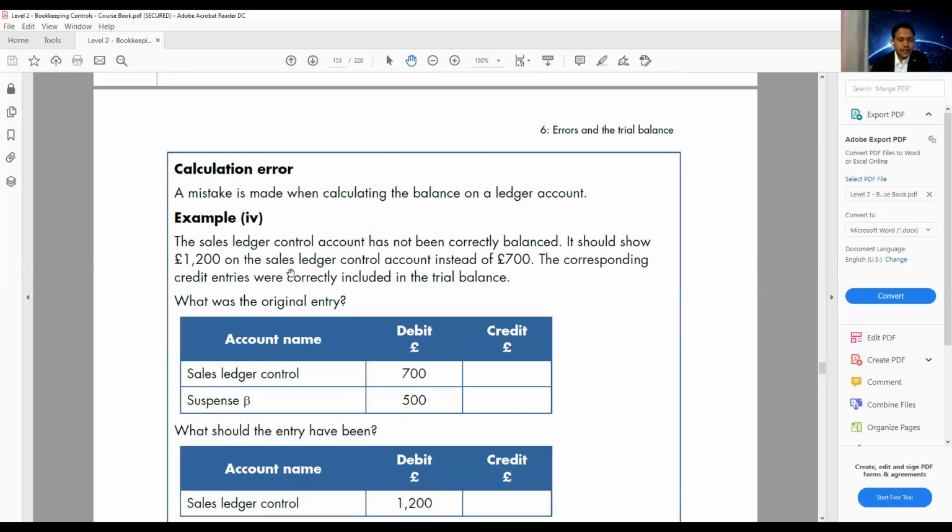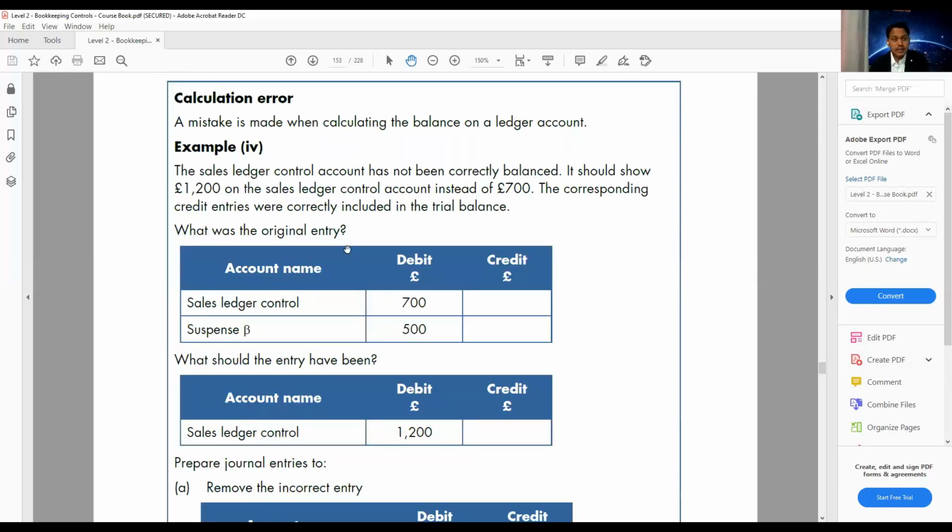Then we have a calculation error. Once we do the calculation, if I make a mistake, that will also create a suspense account. Let's have a look at the example. The sales ledger control account has been incorrectly balanced. It shows 1200 on the sales ledger control account instead of 700. The corresponding credit entries were correctly included in the trial balance. So that means you made a mistake. Rather than writing 1200, you wrote 700. So when writing the balance for the sales ledger, you wrote 700, but the balance was 1200. Because of that, a suspense account was created for 500.